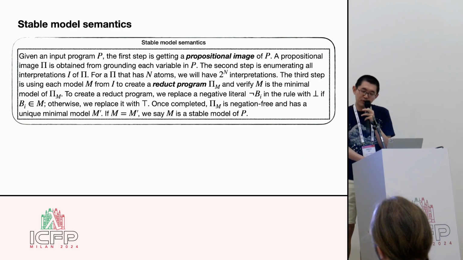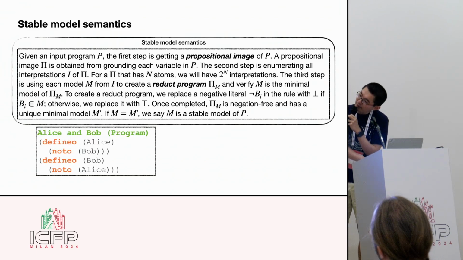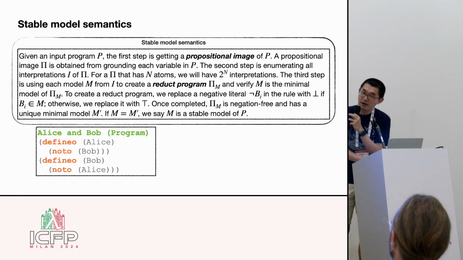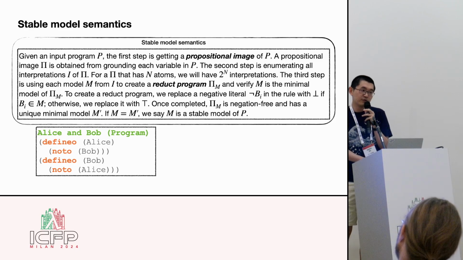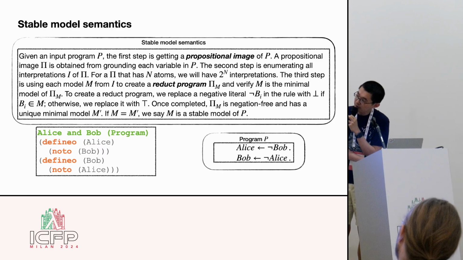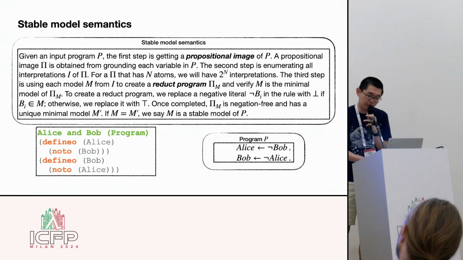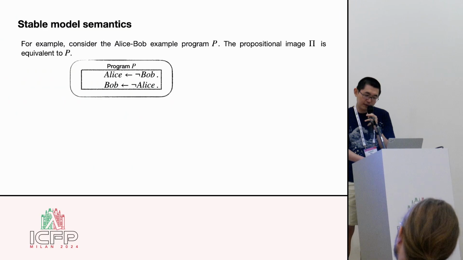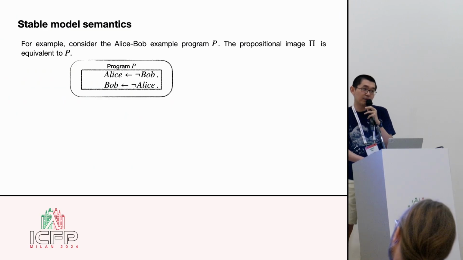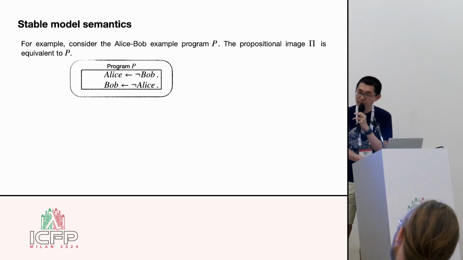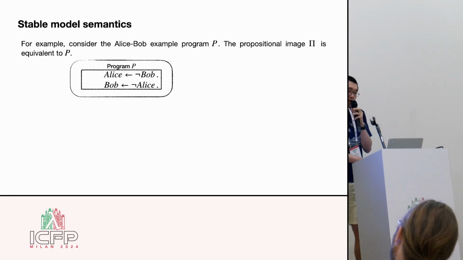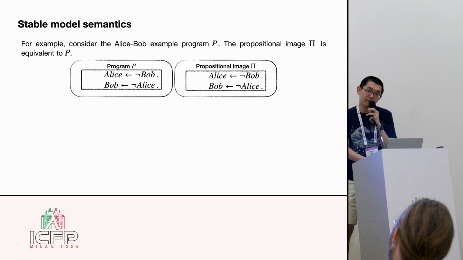So using the Alice and Bob example, we can see how stable model semantics works. First we convert it into the logic representation, so it will be easier to discuss, okay? These two things are equivalent, just two different representations. And right now, because they're already in propositional form, the propositional image is exactly the same as the original program, okay?